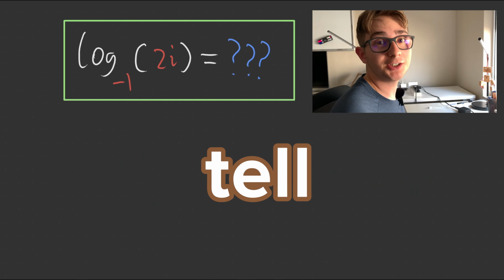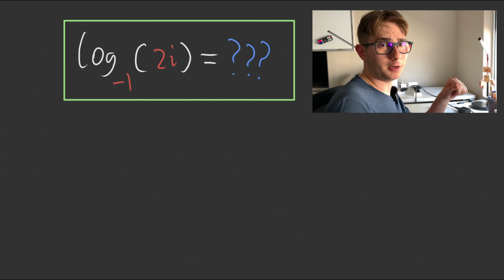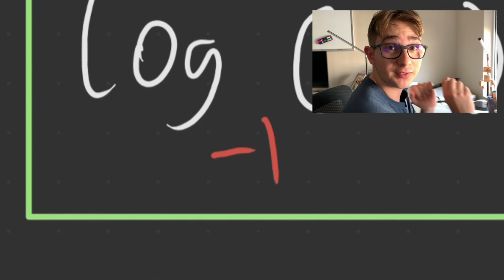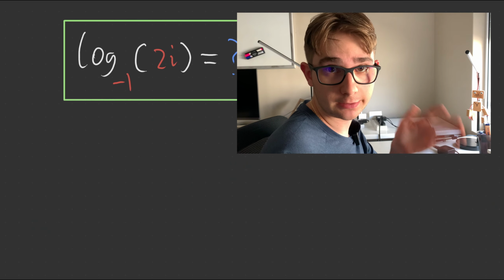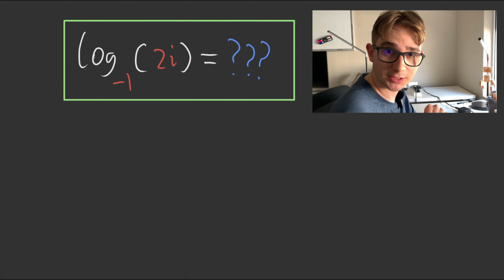So, as you can probably tell, this logarithm looks kind of cursed. And why is that exactly? Well, if you have eyes, you can tell that this logarithm has a base of negative 1 and an argument of 2i. Both things are not exactly very nice to look at and probably even work with. But I'm going to prove you guys wrong.